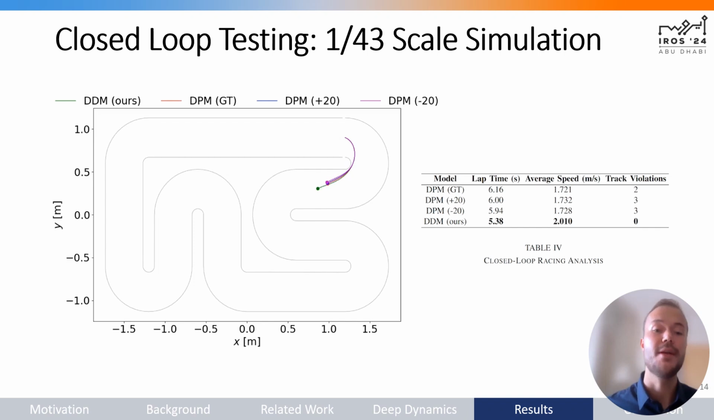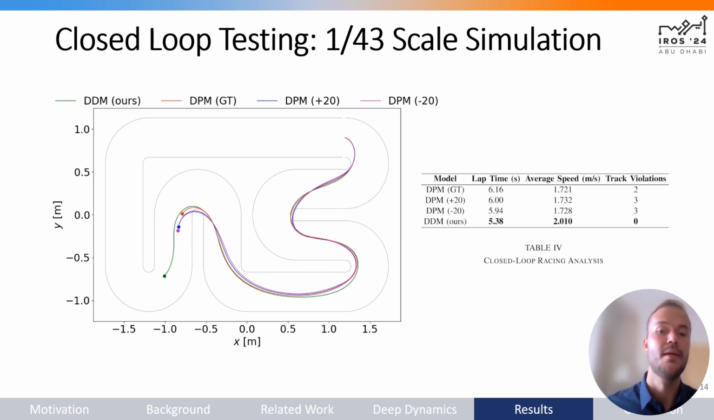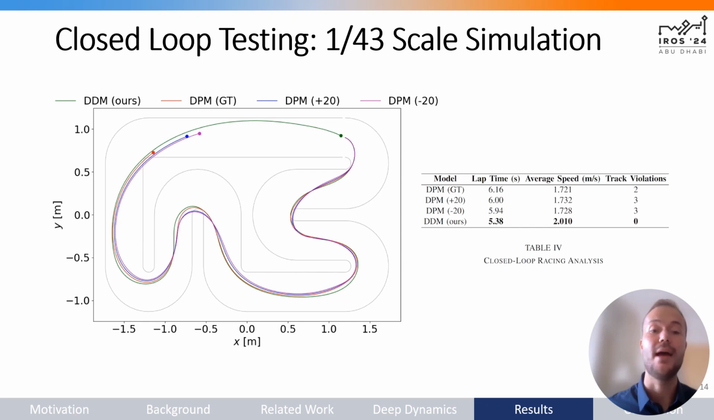Additionally, we also conducted closed loop testing in our 1/43rd scale simulation environment. Here we use the coefficients estimated by each model, and we feed that into a nonlinear model predictive control algorithm to have the vehicle drive around the track. Here we can see that deep dynamics not only exhibited a faster lap time and a higher average speed, but it also was able to navigate through the circuit without violating the track boundaries once, whereas the deep Pacejka model had multiple violations in each scenario.